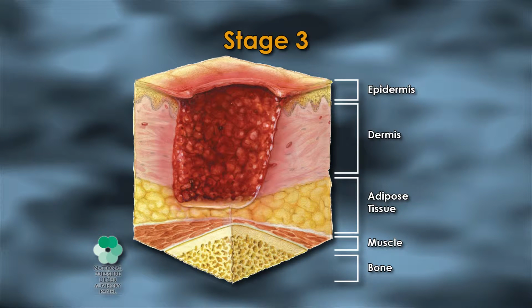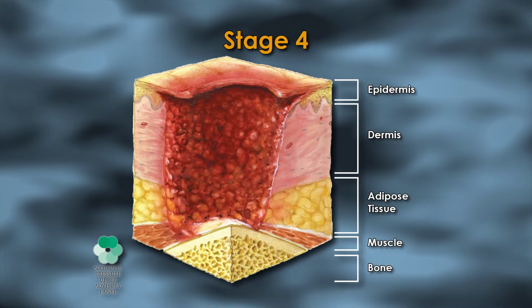A stage 3 is more involved into the subcutaneous and dermis of the skin. It can even be down to the muscles sometimes, depending on what bony prominence it is, because obviously over the nose is a lot shallower skin than over, say, the hip or the knee or the buttock. A stage 4 usually involves muscle and bone is visible.